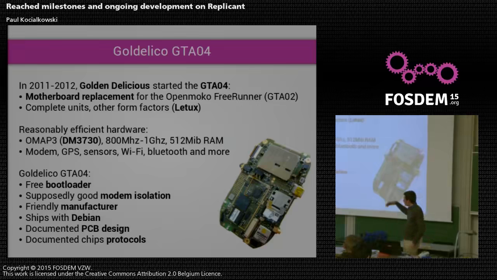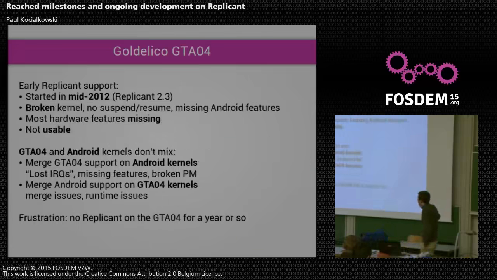So it has many cool hardware features, and most importantly, it has a free bootloader. The chip doesn't check the signatures, so you can actually build your own bootloader and install it. We have supposedly good modem isolation because we have mostly the PCB design, so we can check that to an extent, even though we cannot know that the schematics match the actual board. I mean, it's still something, it's not perfect, right? And a friendly manufacturer, Debian supported, and the chips are well documented for the protocols they use, so that's great. So obviously I was interested in that device very early, right?